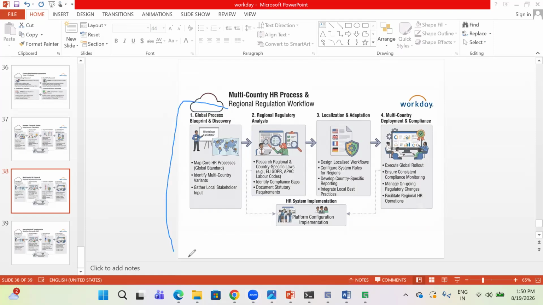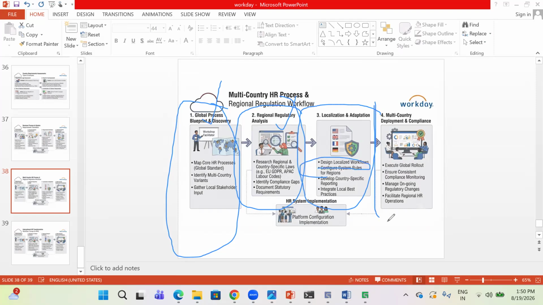So these are the four things. The first one is the global process blueprint discovery. Second, we need to be involved in the regional regulatory analysis as a BA. Third, we have to work with the technical team and architect team to understand localization adaptations by understanding and designing the localized workflows, etc. Last but not least, we need to work on multi-currency deployment compliances, where we have to support the executive team to ensure the global rollouts, whatever is required. We must also ensure compliance monitoring as well as managing ongoing regulatory changes. So these are the four general levels that we have to perform.